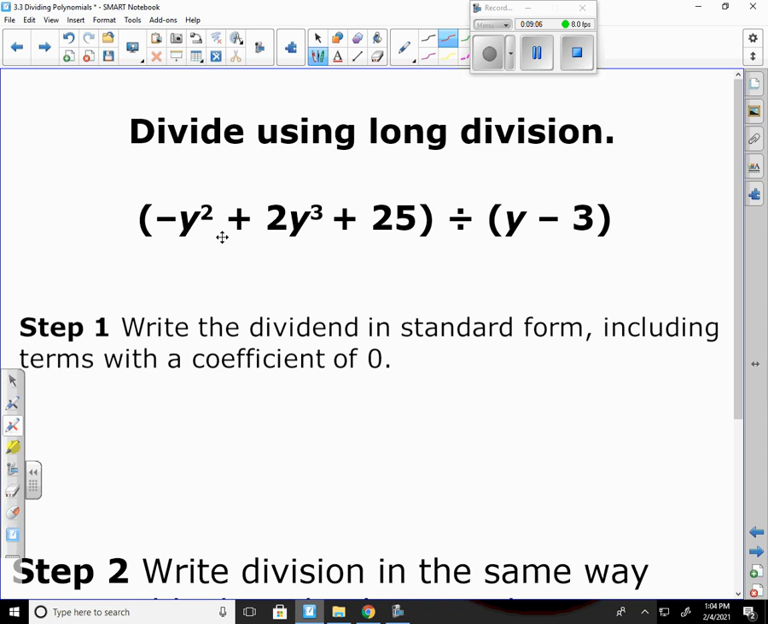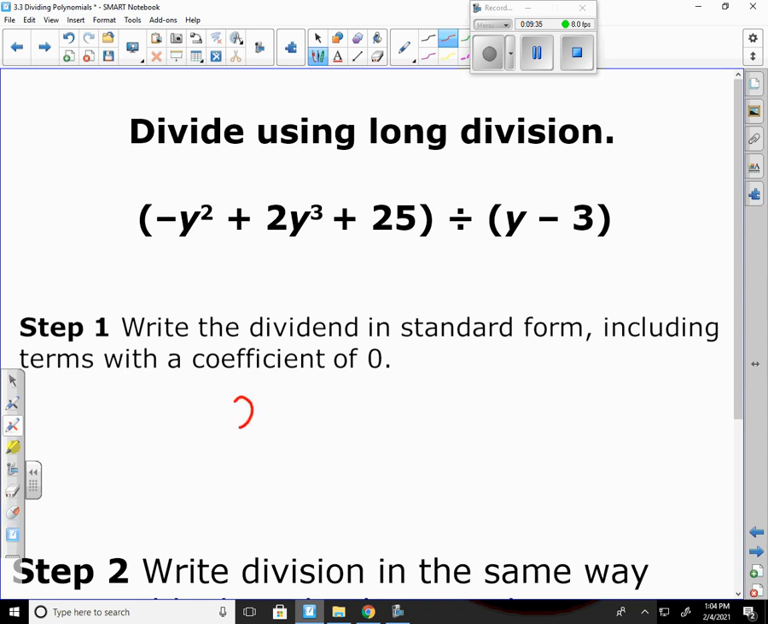Okay. Let's do a polynomial division. And we're just going to do our steps exactly as how they can be done every single time. So the first step is to write the dividend in standard form, including terms with a coefficient of 0. So I want it to be from the highest to the lowest exponent. So we're going standard form, just like we did in the last section.